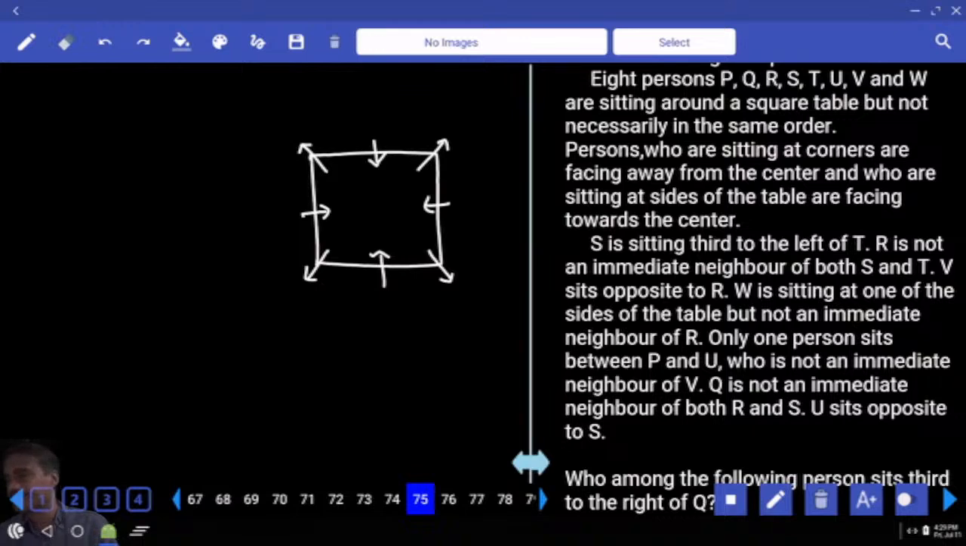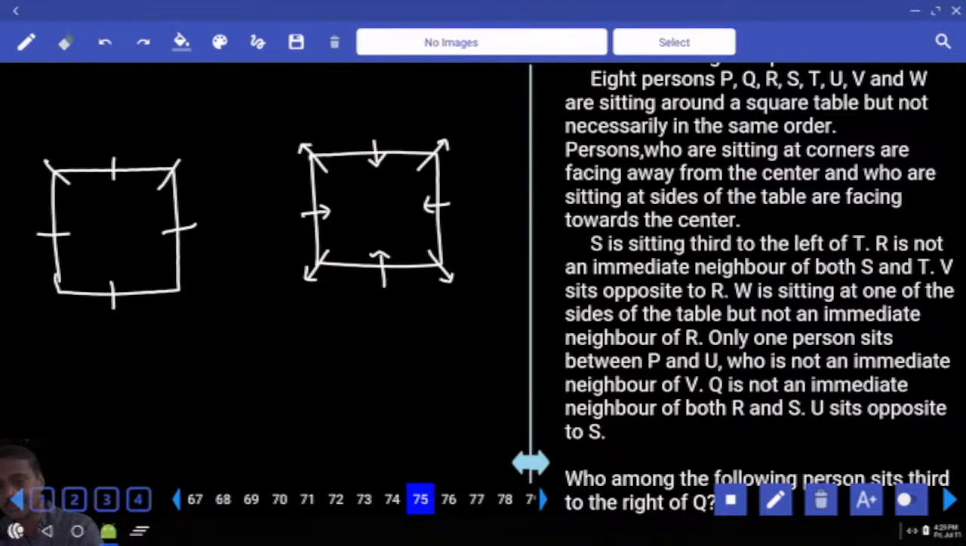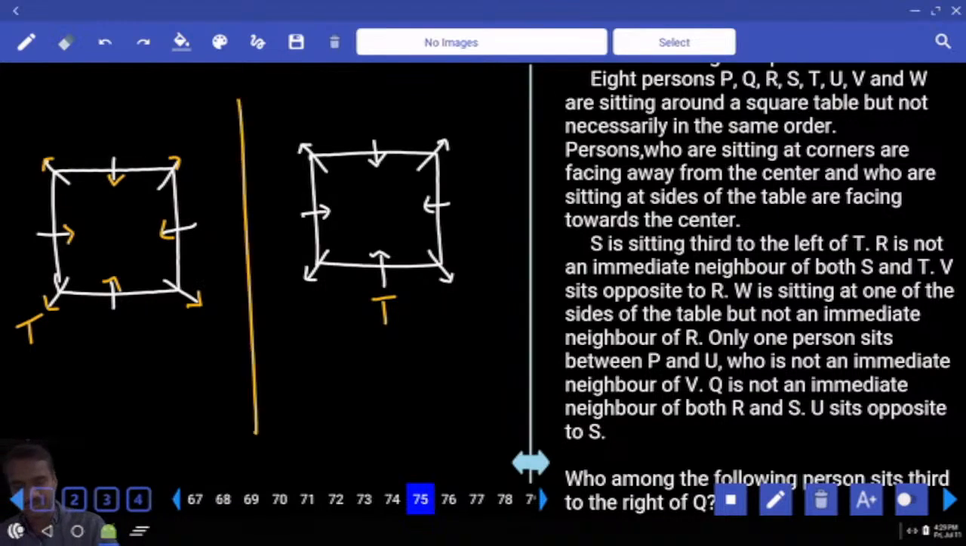So what should we do? Then we need to start with the two possibilities with the first information. And what is the first information here? S is seated to the immediate left of T. We need to start with the two possibilities. What are those two possibilities? Now T can be at the center or T can be at the corner. Now in this case you are taking T at the center. Now in this case you are taking T at the corner. Then broadly we have only two possibilities.